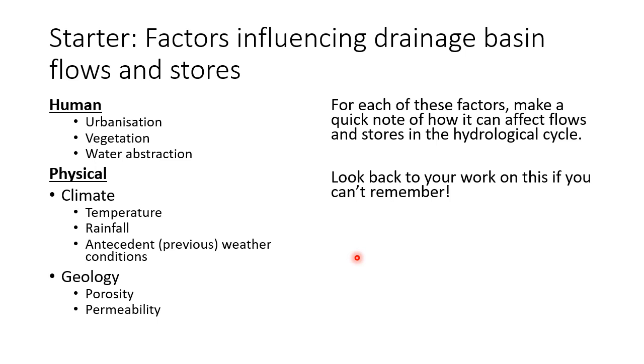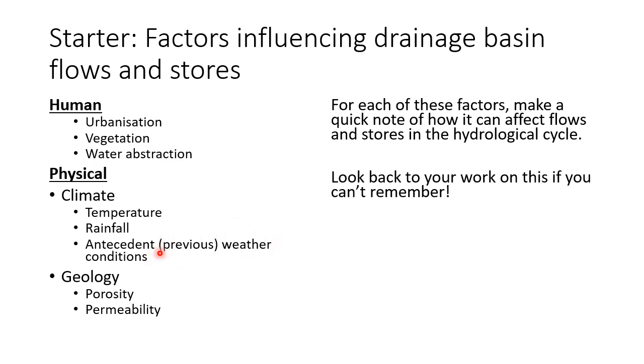Okay, how did you get on with that? We've done urbanisation already. If you've got vegetation, remember that intercepts the rain or catches it on its leaves, and that will slow down the movement of water, so there'll be less water getting into the river. Water abstraction means taking water out of the river, so if you take water out, there'll be less in it. Temperature: the higher it is, the more evaporation. Rainfall: obviously the more rainfall there is, the more water is going to get into a river.